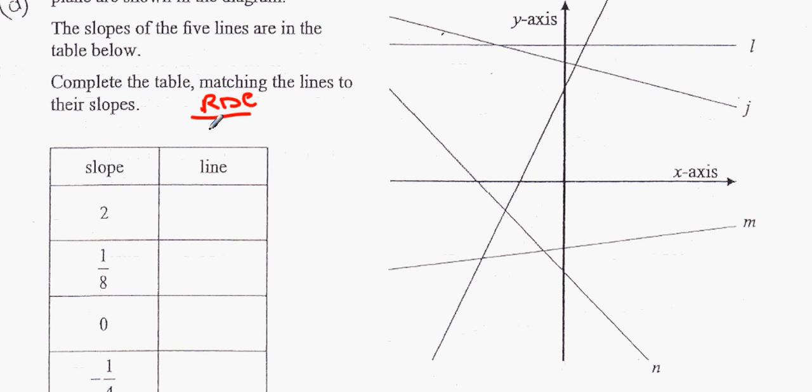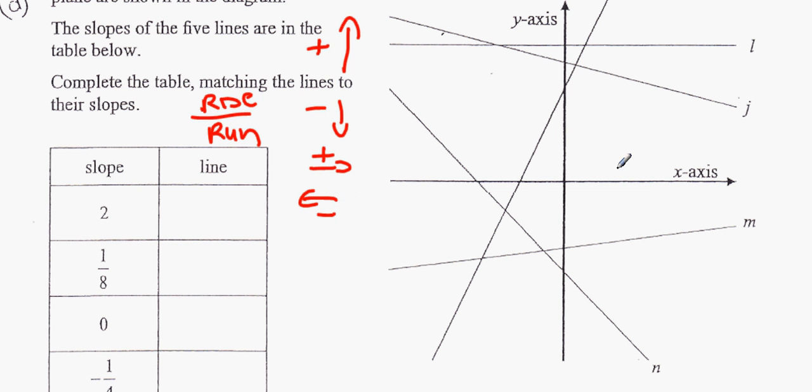Now rise over run means that if you're going up, the rise is positive. If you're going down, the rise is negative. If you're going right, the run is positive. And if you're going left, the run is negative.